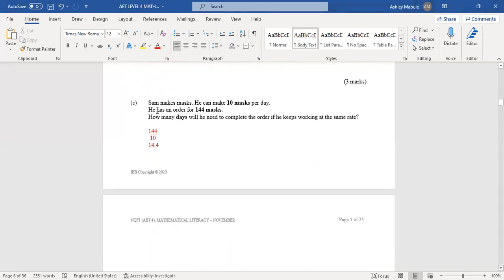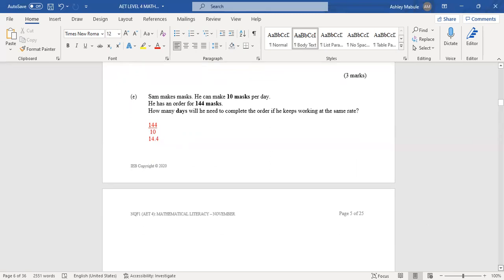And then it says that Sam makes masks. He can make 10 masks a day. He has an order of 144 masks. How many days will it take him to complete the order if he keeps working at the same rate? It's easy. You'll just say 144 divided by 10, it's going to take him 14 days, or almost 14 days.